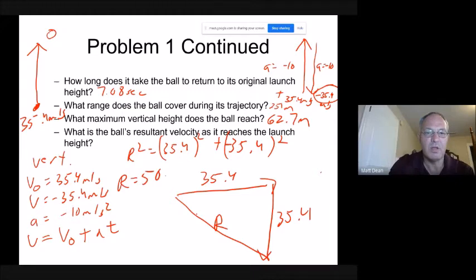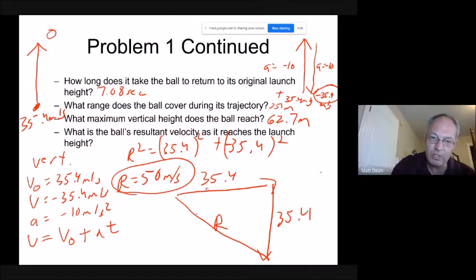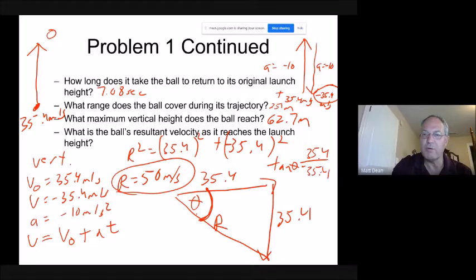And that makes sense because the speed ends up being the same speed that we started with. But we're asked for the velocity. This is just the speed. Velocity is a vector. It needs a magnitude and a direction. And remember, the direction that you want to use is the angle between your resultant and the horizontal. That angle right there, we'll call it theta. And we'll solve for that angle by using a tangent would probably be the easiest way. So we're going to say tan theta equals opposite 35.4 over adjacent 35.4. We'll take the inverse tangent of 1 to get 45 degrees.